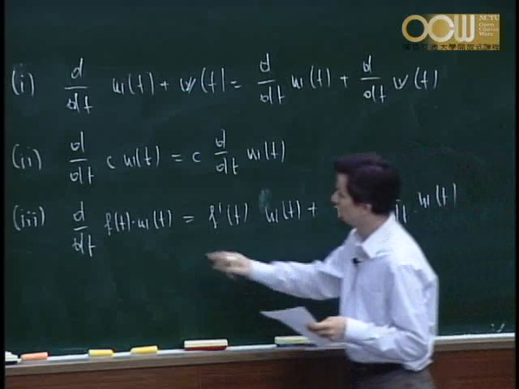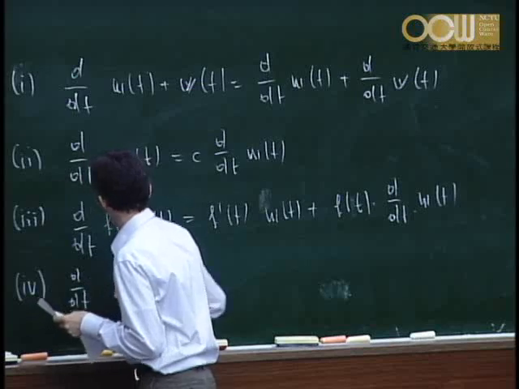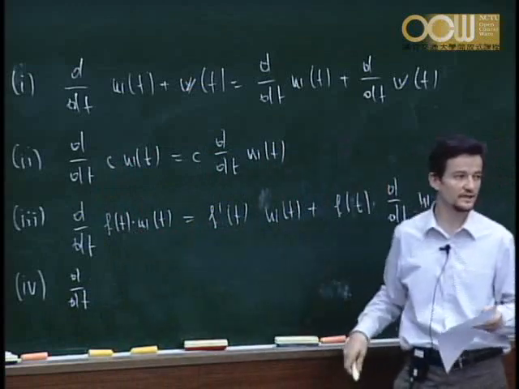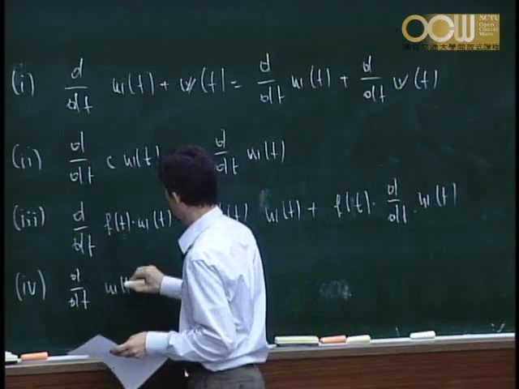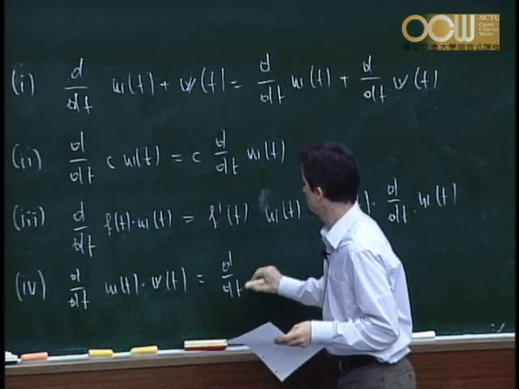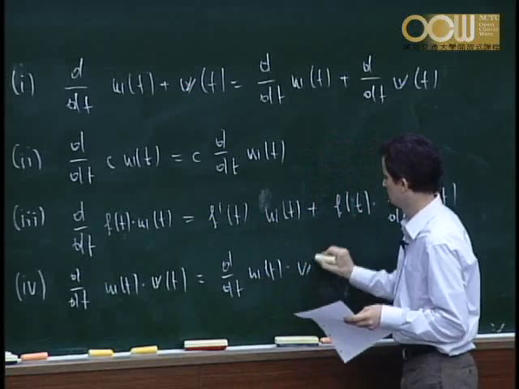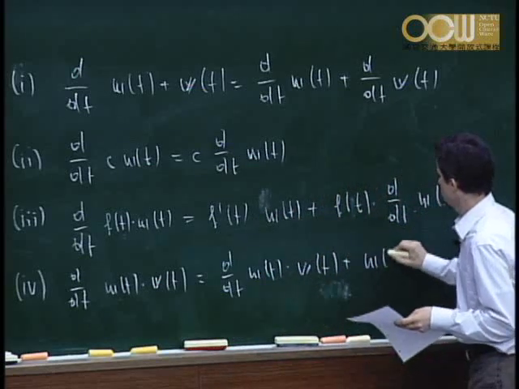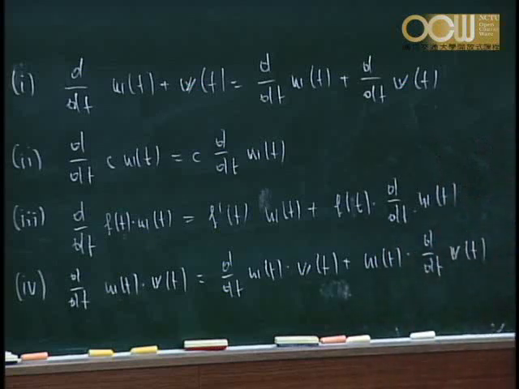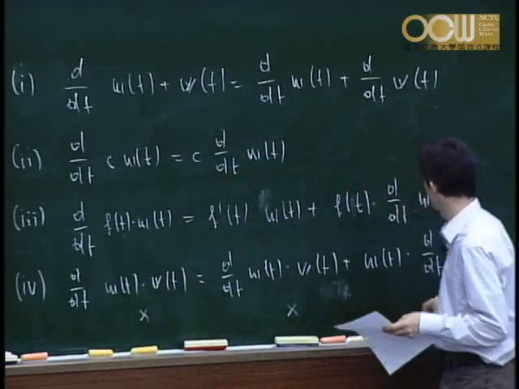And the same holds true if you replace this here by another vector function and interpret this as a dot product. So if you have a dot product, then you have the same rule. So this is the derivative of u of t times, and this here is now the dot product, the scalar product, v of t plus u of t times the derivative of v of t. And the same is true if you replace here the dot product by the vector product. Then also you have the same rule.